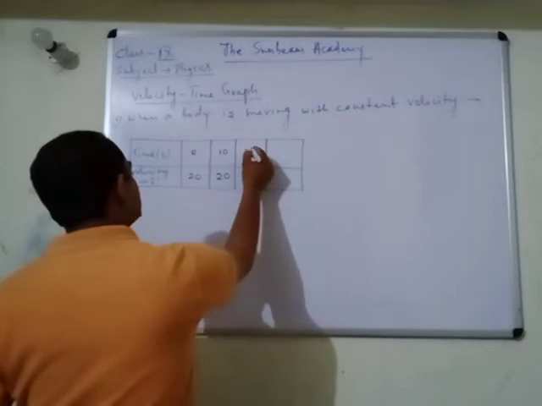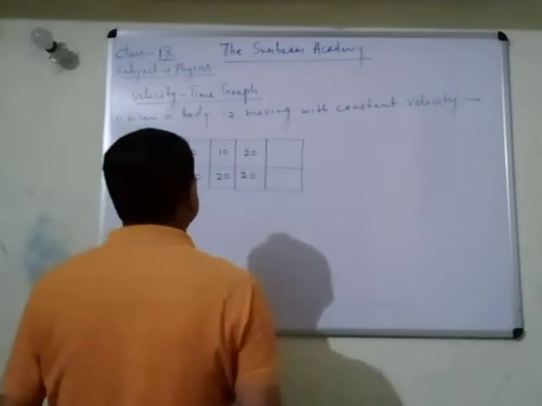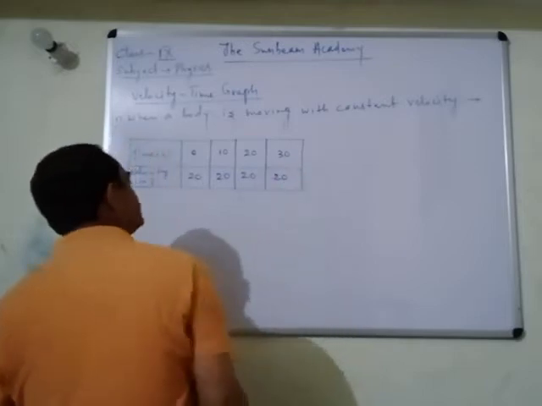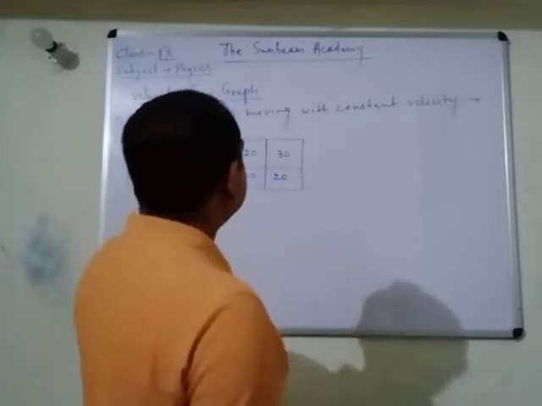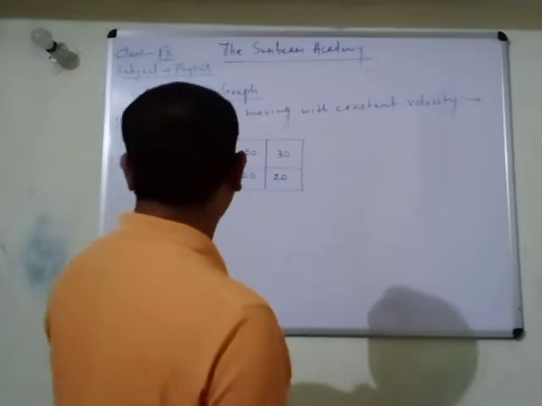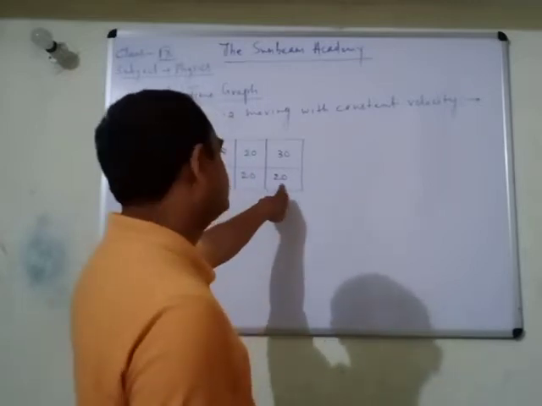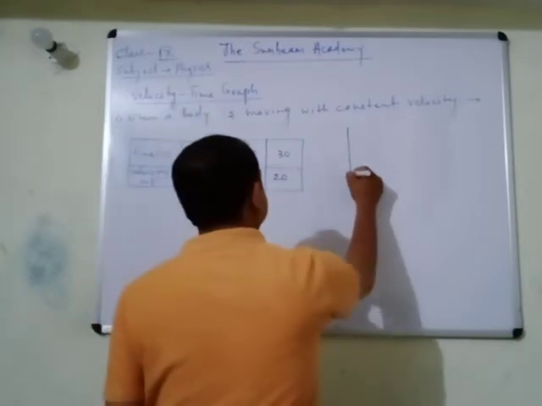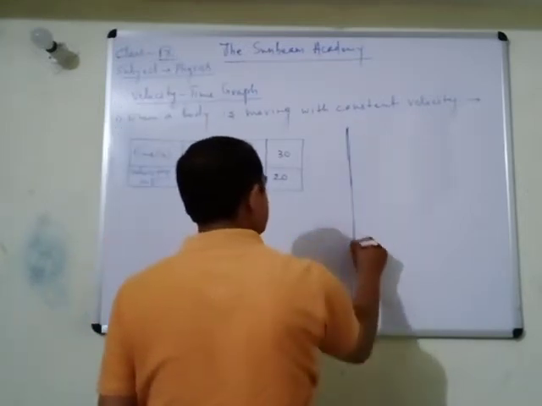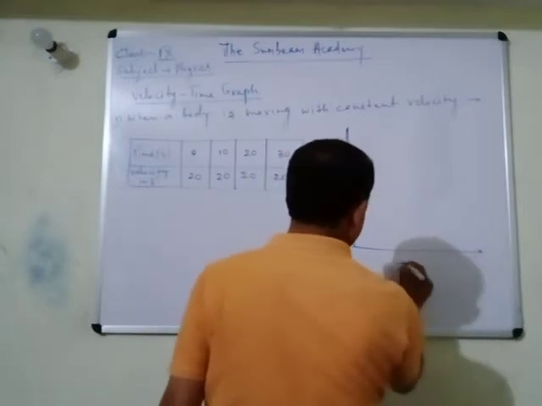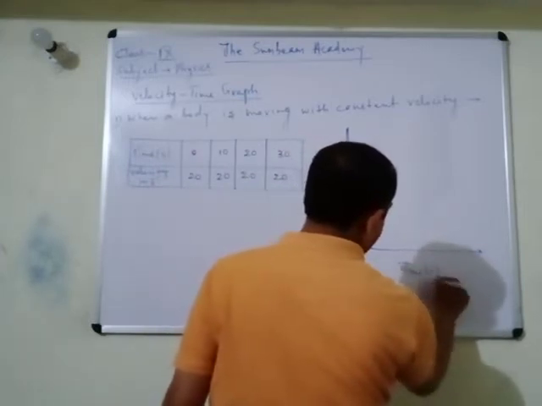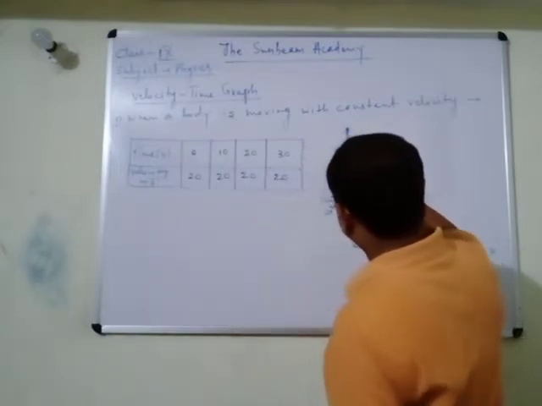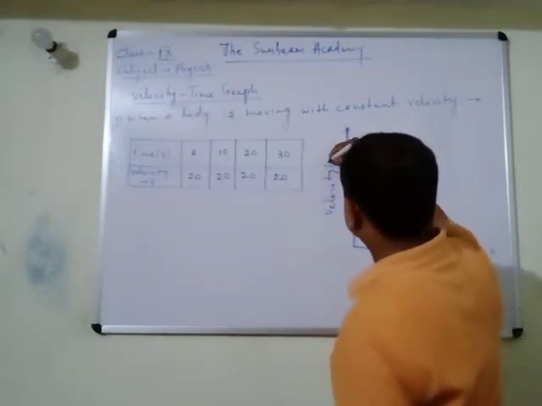After 20 seconds also, velocity of the body is 20. After 30 seconds also, the velocity of the body is 20. So here the body is moving with a constant velocity and that's why the velocity is not changing. If we draw the graph of this, we have to represent time along the x-axis and velocity along the y-axis.